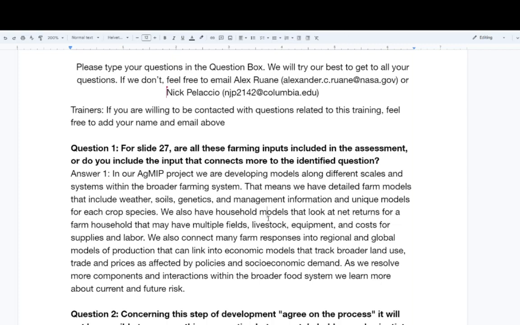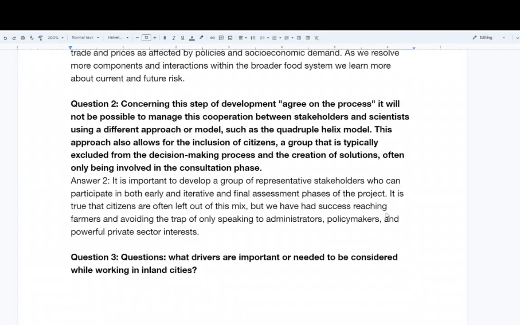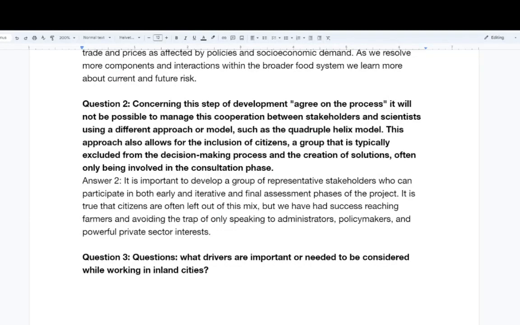Great, thank you, Alex. Question 2, concerning the step of development, agree on the process. It will not be possible to manage this cooperation between stakeholders and scientists using a different approach or model, such as the quadruple helix model. This approach also allows for the inclusion of citizens, a group that is typically excluded from the decision-making process and the creation of solutions, often only being involved in the consultation phase.